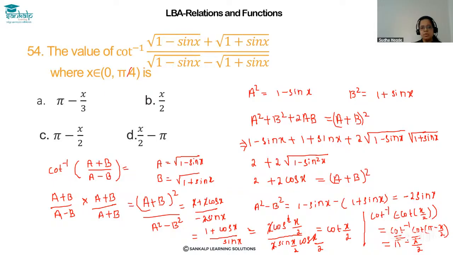Therefore, option C, pi minus x by 2 is the correct answer. So major step here, you have to use algebraic expression. How to remember A plus B whole square and A square minus B square expansion. And also you need to remember half angle formula for cos and sin. Okay, got it right? Thank you.